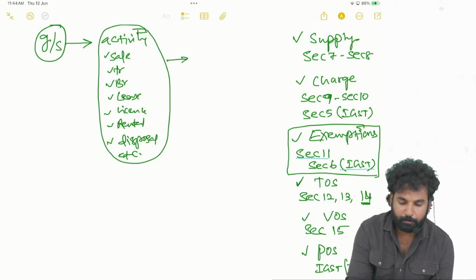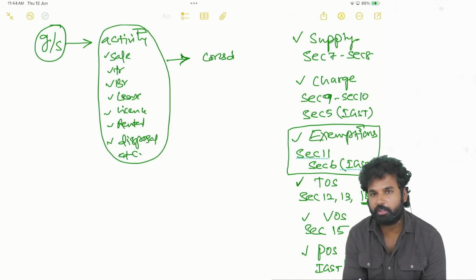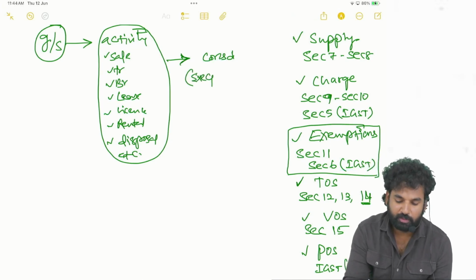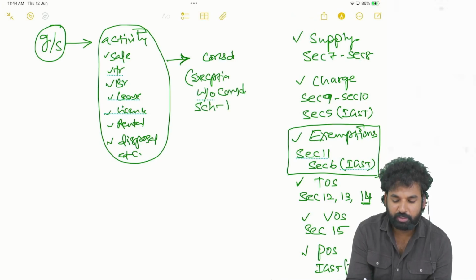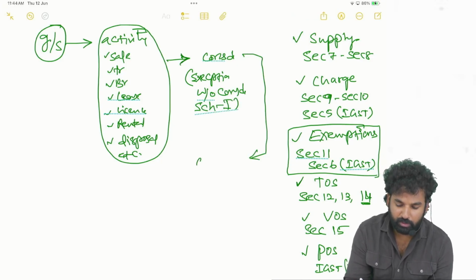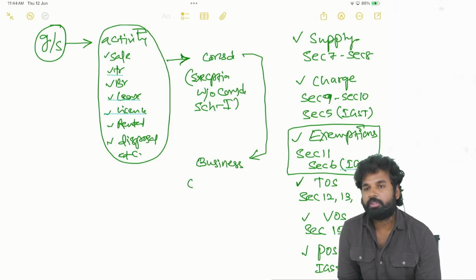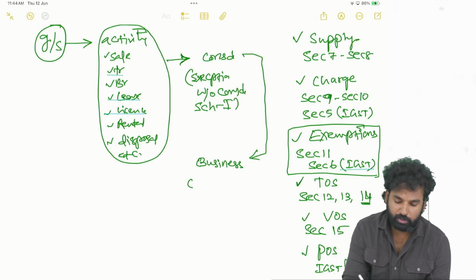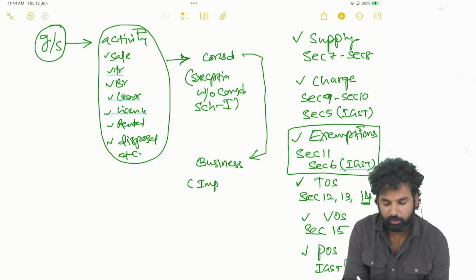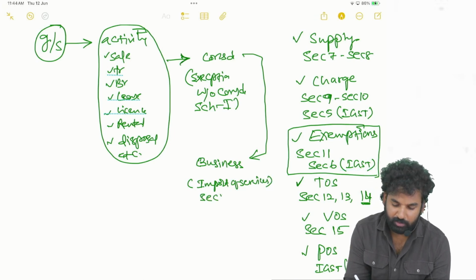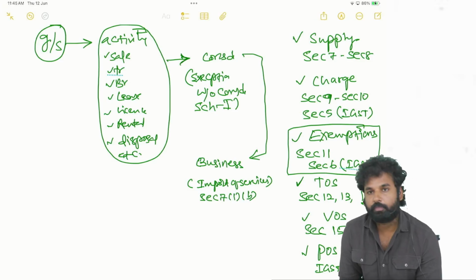If these are made for consideration, and in some exceptional cases without consideration. Exceptional cases means those in Schedule 1. If you are doing it for consideration and during the course of business. In exceptional cases, business also need not be there. Exceptional case is what? Importation of service. That is the exception to business: Section 7, subsection 1, clause B, importation of service.